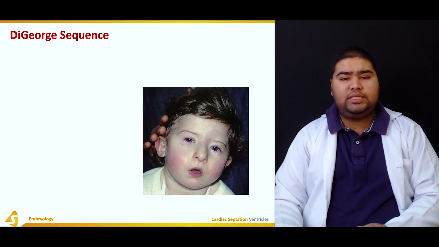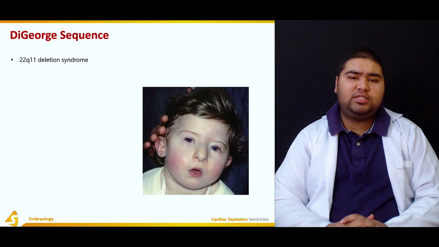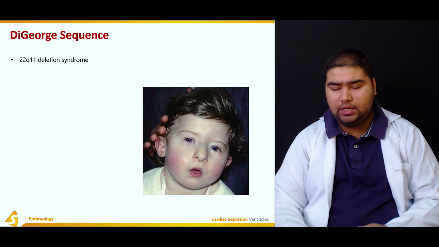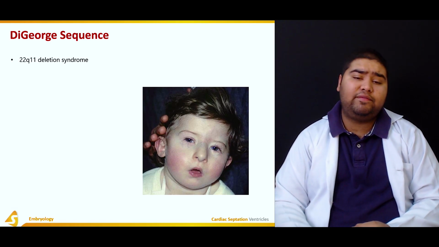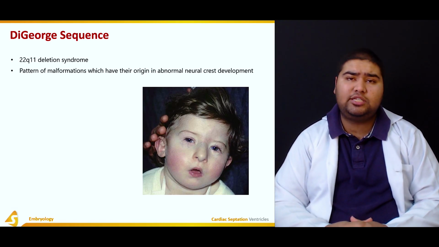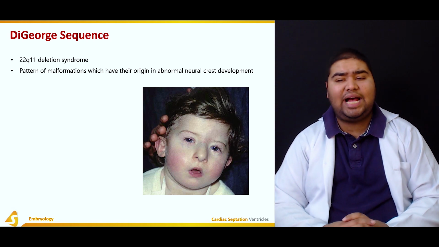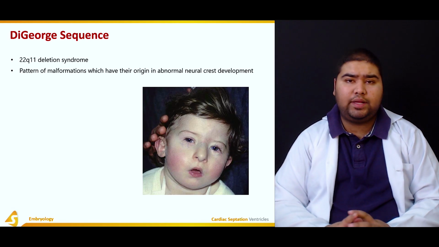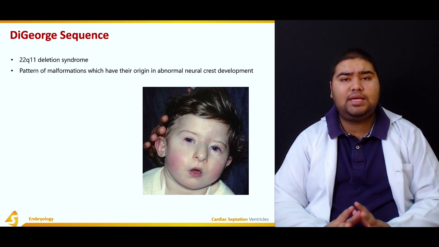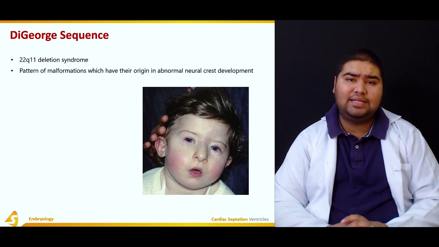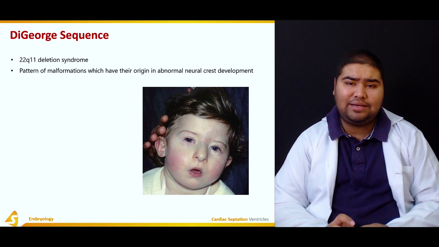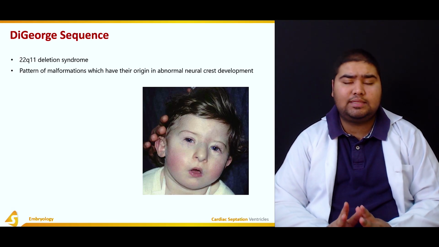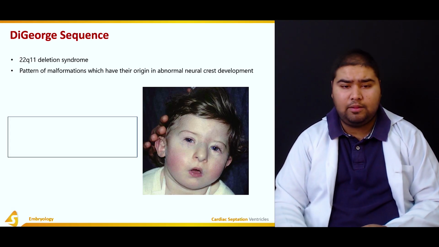So let's talk about DiGeorge sequence. DiGeorge sequence is caused by 22q11 deletion. It is also known as 22q11 deletion syndrome. It's a pattern of malformations which have their origin in abnormal neural crest cell development. So there's an abnormality in the neural crest cell development, as a result of which a specific pattern of these malformations can be seen.